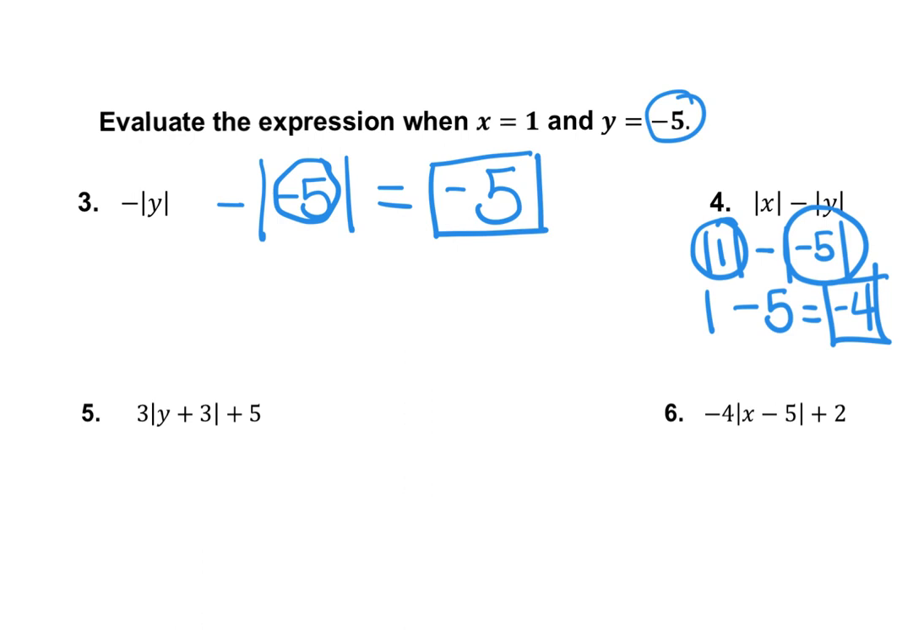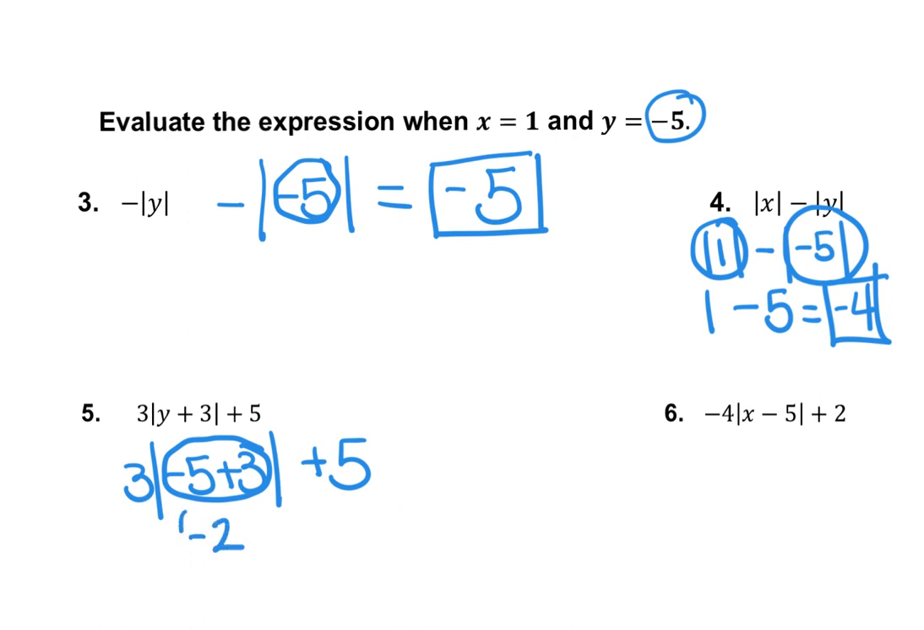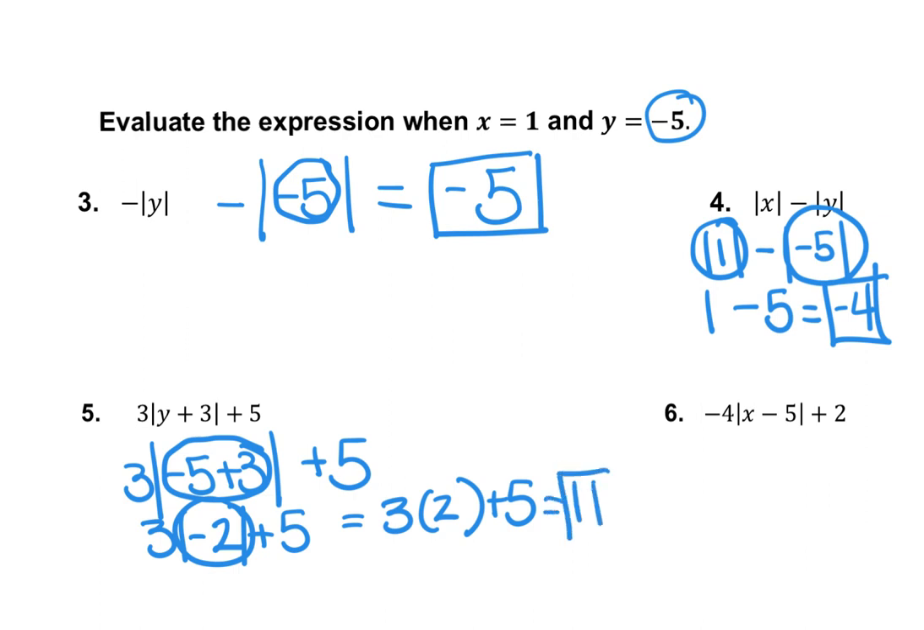Question number 5, we have 3 times the absolute value of y plus 3, and then plus 5. So I want to take 3 times my y, which is negative 5, plus 3, and then I have this plus 5 at the end. Again, we have to evaluate what's going on in the absolute value symbol, so I've got negative 5 plus 3 is negative 2, and then I have 3 plus 5. All right, so the absolute value of negative 2 is 2. So what we have here is 3 times 2 plus 5, and 3 times 2 is 6, and 6 plus 5 is going to give us 11.